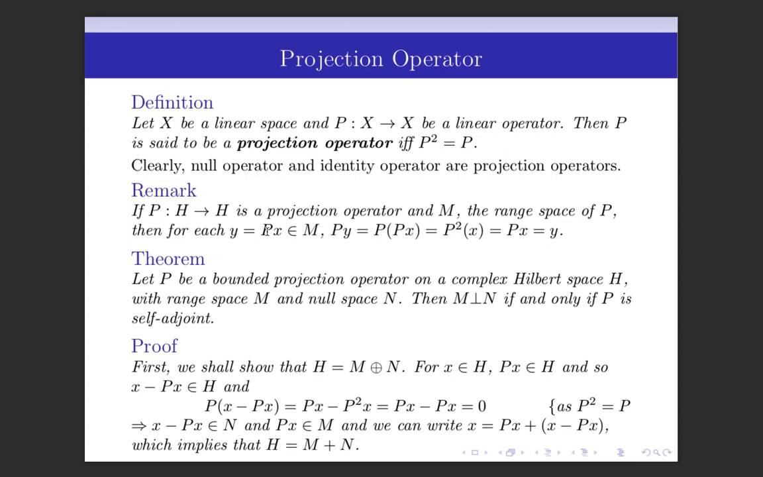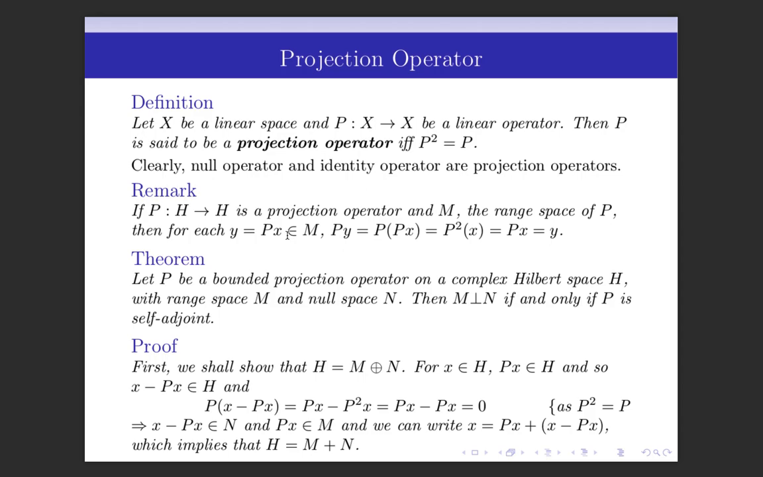Clearly, the null operator and the identity operator are projection operators. We note that if P is a projection operator on a Hilbert space H and M is the range space of P, then any element Y in M is of the form Px, where x belongs to H.